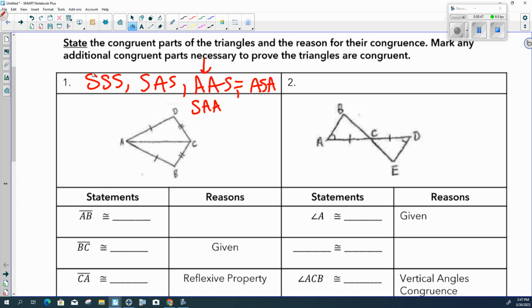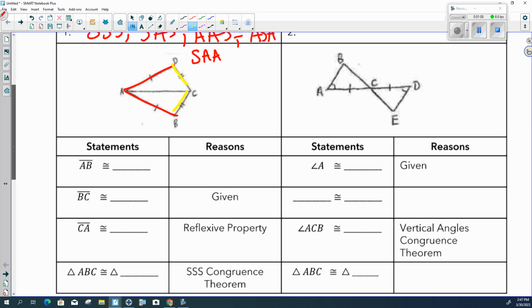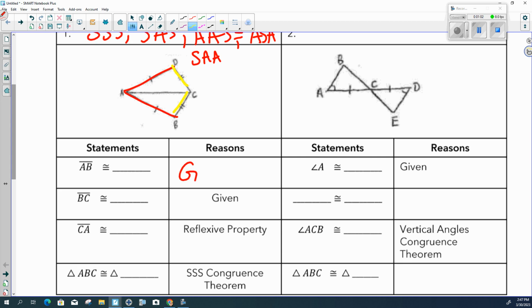So looking at this picture on number 1, I see I have a side. I have a second side. I either need an angle or the third side. So let's start out by writing the given. Because of the markings, they told me that AB is congruent to AD. Because of the markings, they told me that BC is congruent to DC.